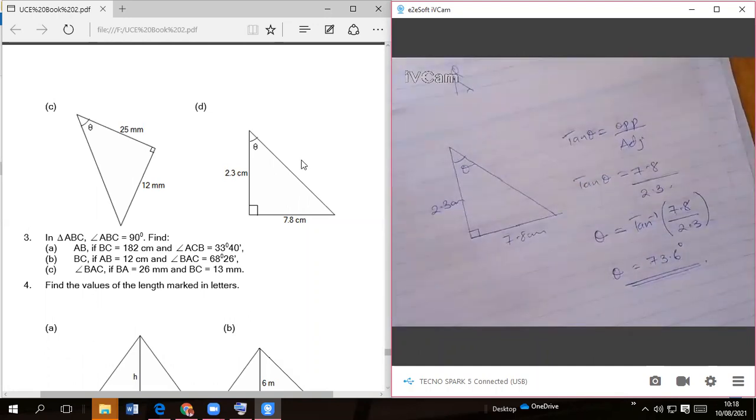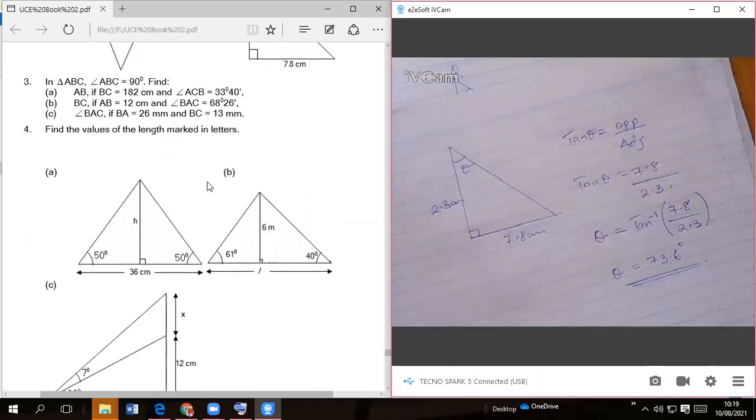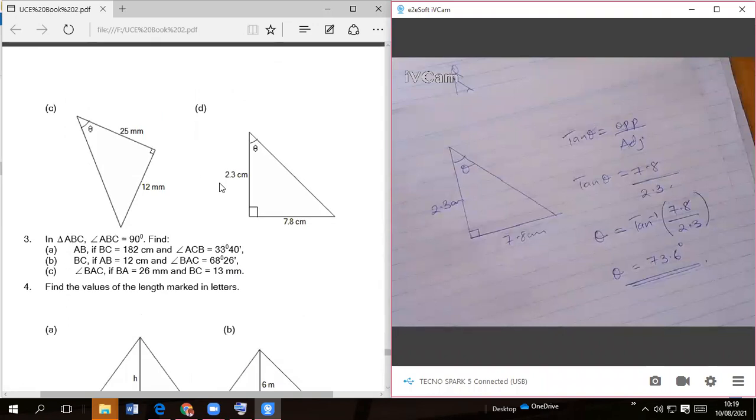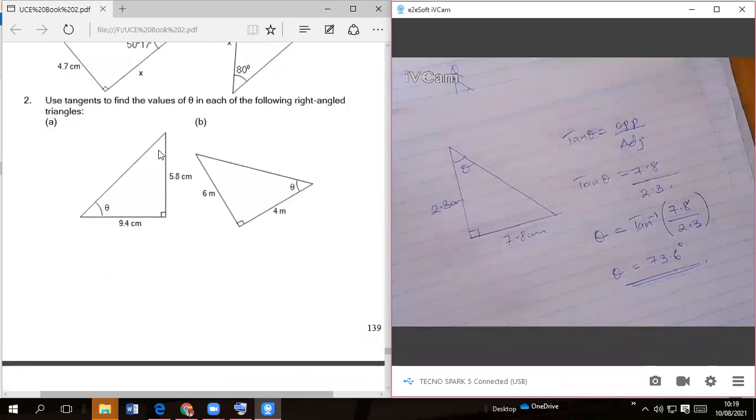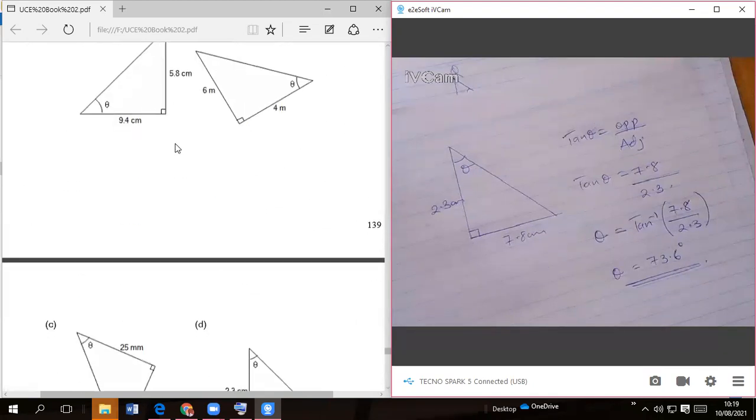Okay. Let us do another one. I do another one, then I'll give you an exercise. So far, you have an exercise. You are going to do number 1, A, B, C. You can note that one down. Number 2, you do A, B, C.